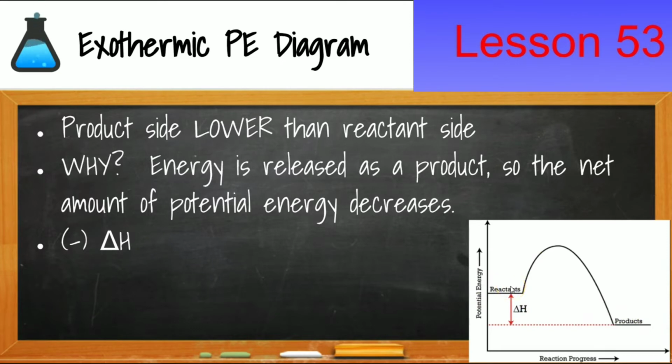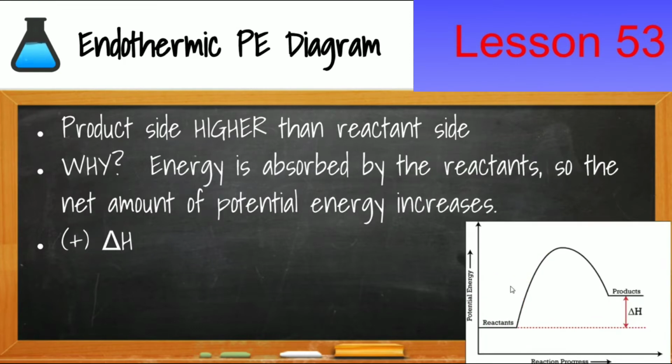Endothermic is the opposite. On endothermic reactions, the products have more energy than the reactants because the reaction has absorbed heat as a reactant to produce products with a higher potential energy. In this case, our delta H will be positive because delta H again is the products minus the reactants.